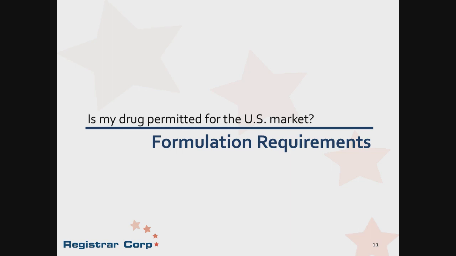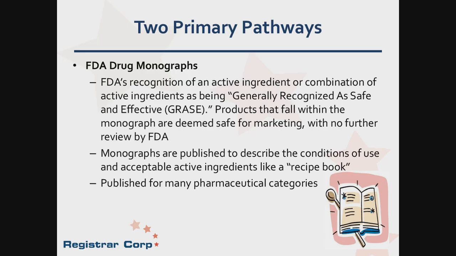So once you've determined whether or not your product is going to be regulated under the drug umbrella, you're going to want to check on your formulation requirements to make sure that it's appropriate under the FDA's drug requirements for over-the-counter drugs. So there are two primary pathways, and I reference these because they can have a direct impact on the labeling of your product. So the first pathway and the easiest pathway is through the drug monograph system.